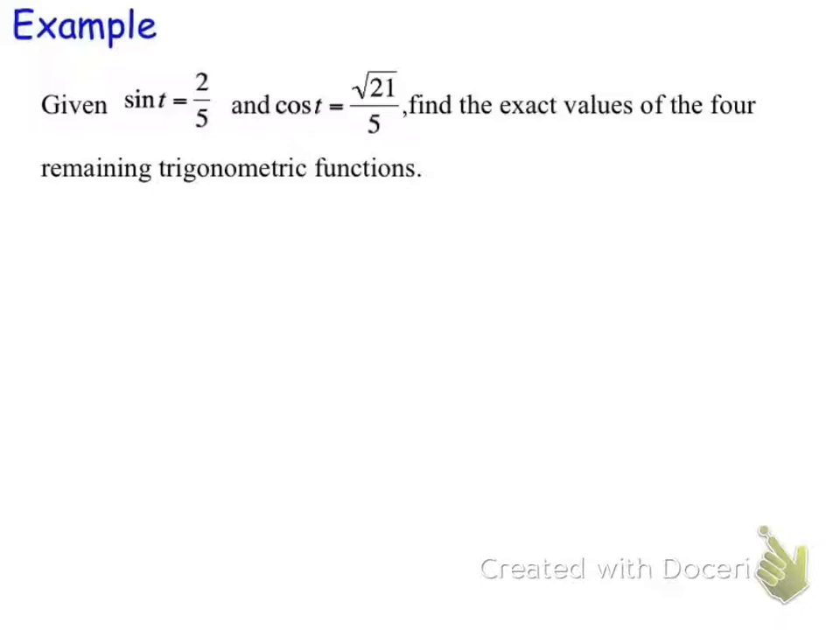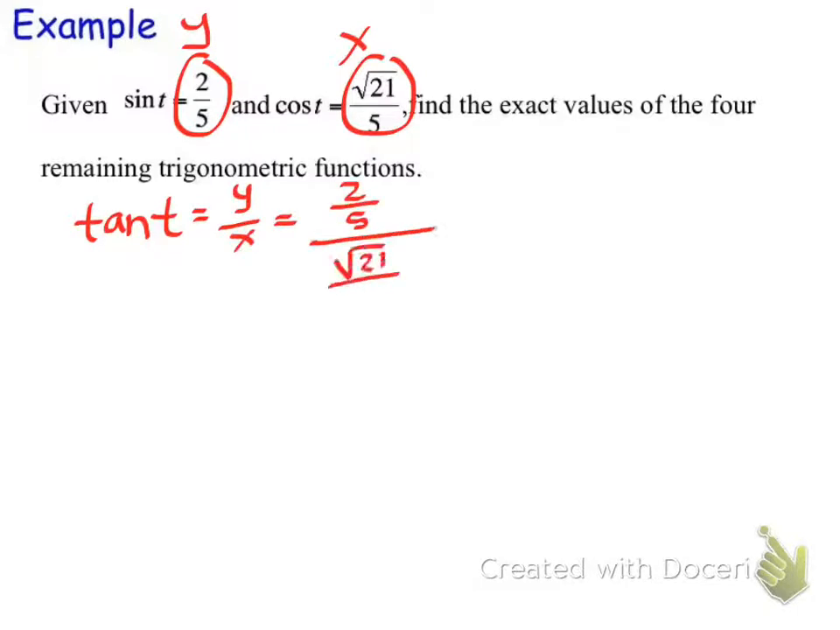So first thing, we want to understand our definitions. Remember, sine of t is just the y value, and cosine of t is the x value on the unit circle. So to find the exact values of the four remaining, we need to know their definitions. Remember, tangent of t is the y over the x, like the slope. So we're simply going to put the y value over the x value, 2/5 over square root of 21 over 5.